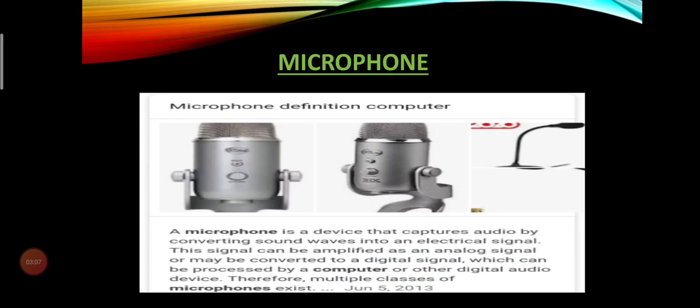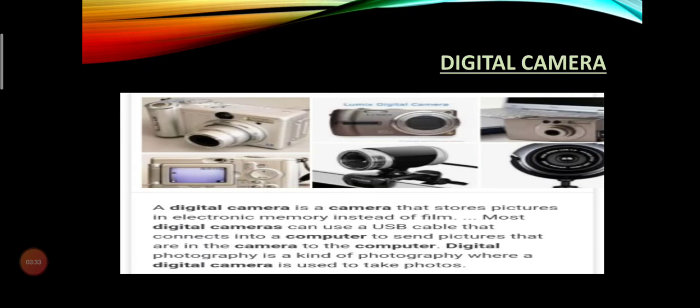Now, microphone. A microphone is a device that captures audio by converting sound waves into an electronic signal, and these signals can be amplified as an analog signal or may be converted into a digital signal, which can be processed by the computer or other digital audio devices. Now, digital camera.